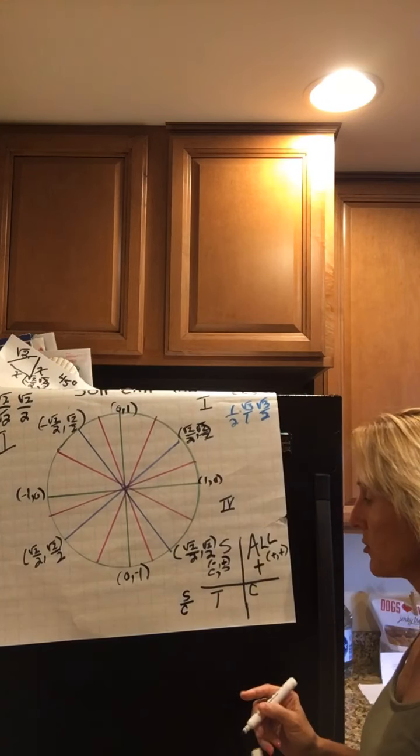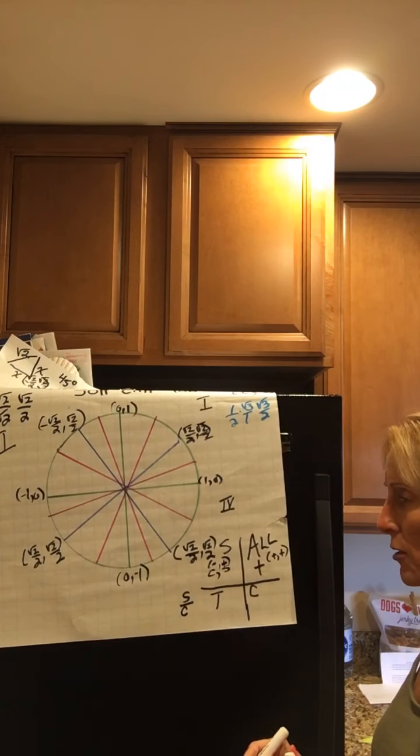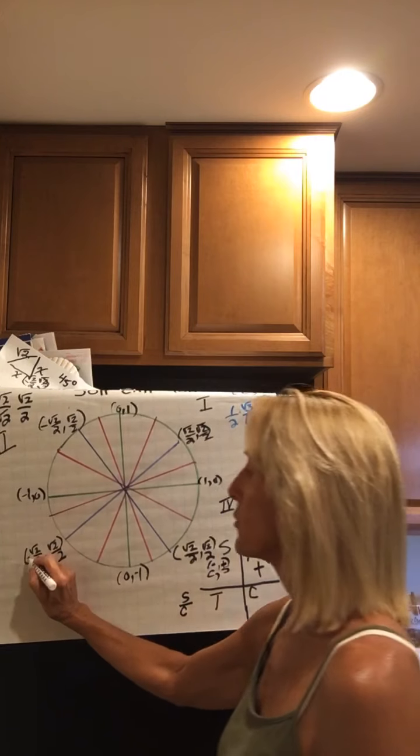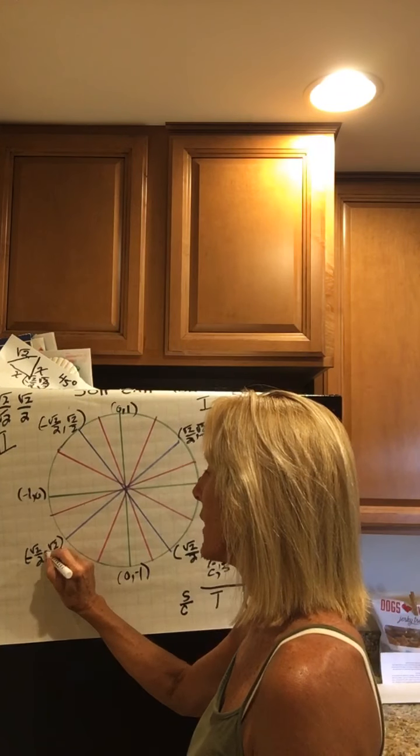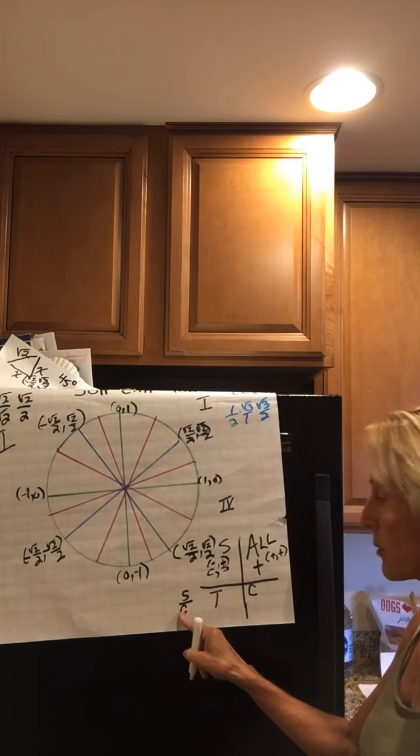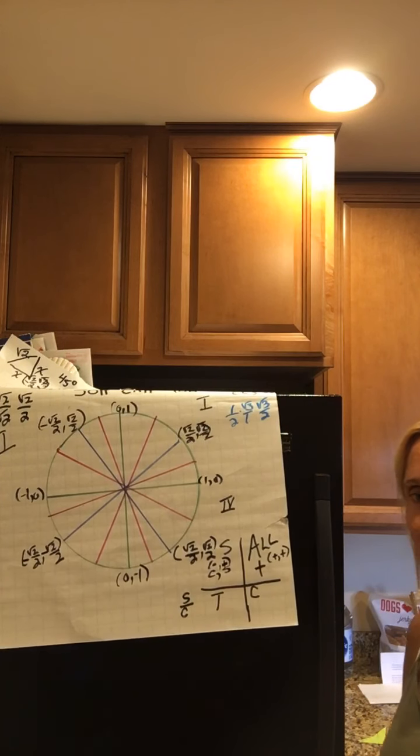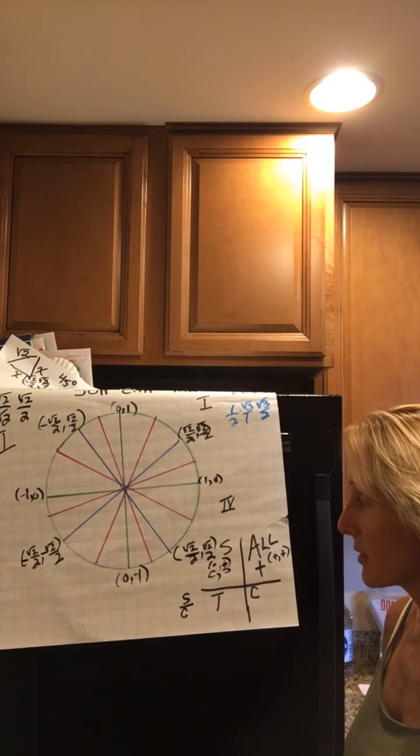So your tangent would be sine divided by cosine. Well, in this quadrant, if you remember, both of them are negative, and so what's a negative divided by negative? It's a positive. So I'm going to show you how to find tangent in the next lesson.